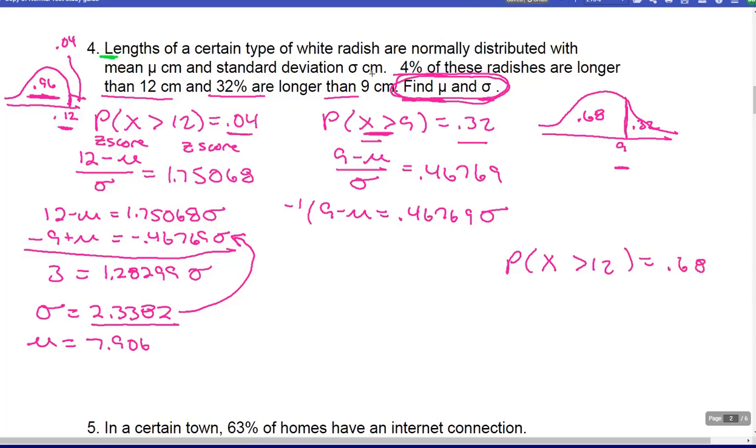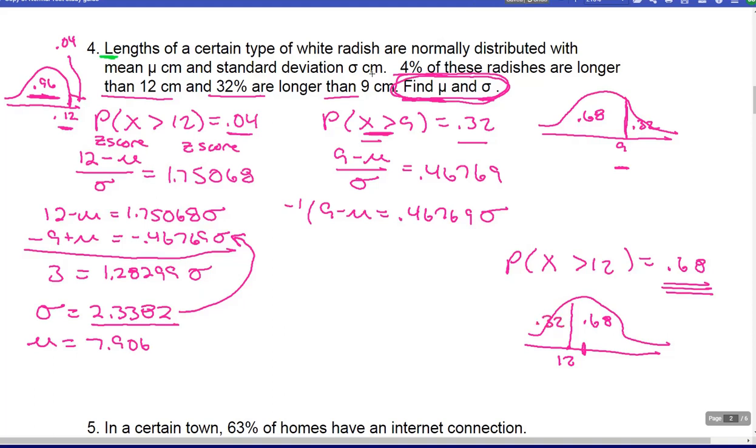So again, if you draw a picture, how much of the graph is bigger than my number? 0.68. So that means it's clearly below the mean, right? My 12 has to be somewhere over here because 0.68 is above it. Now what's on this side over here? 0.32.